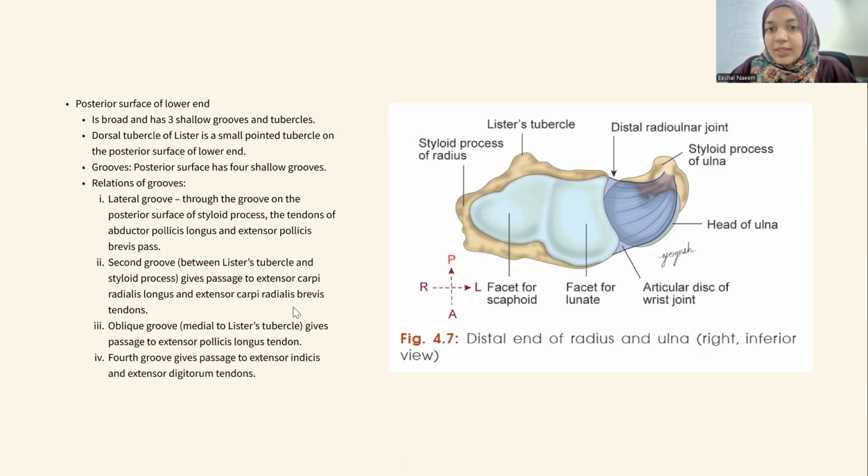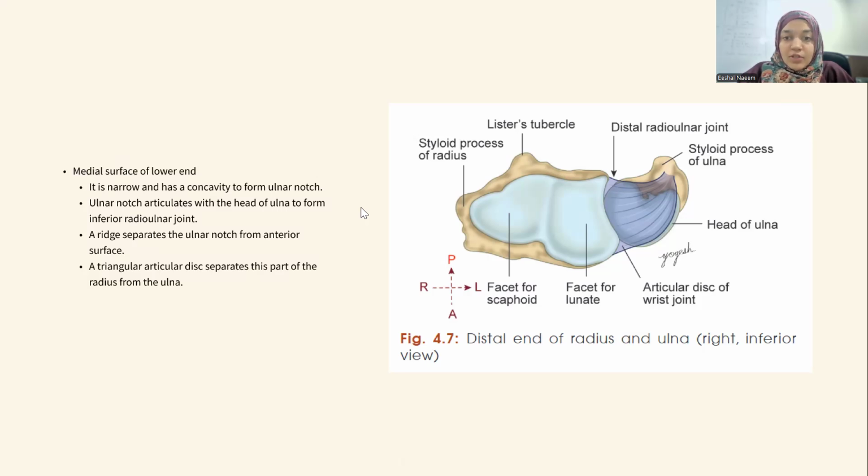You really have to learn this, and if you don't want to learn the attachments now, if you only want to focus on the osteology of the bone, you need to know that there's a Lister's tubercle here. There are two grooves laterally, and then there's one groove medially. So we have four grooves and three tubercles.